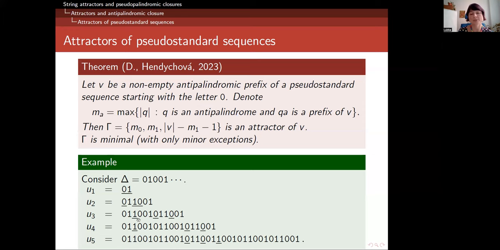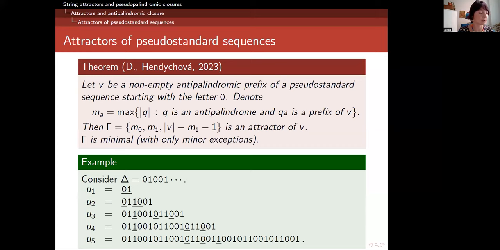So in the next step, again, you copy U3, you add 0 according to the directive sequence, and you make the antipalindromic closure. And you have this antipalindromic prefix is the longest one followed by 1. So you have this position in your attractor. You have the mirror image position. And you have this new zero here underlined as well, etc. So it goes like that, and it gives you the minimal attractor in general case. So this was about pseudo-standard sequences when you use just antipalindromic closure.